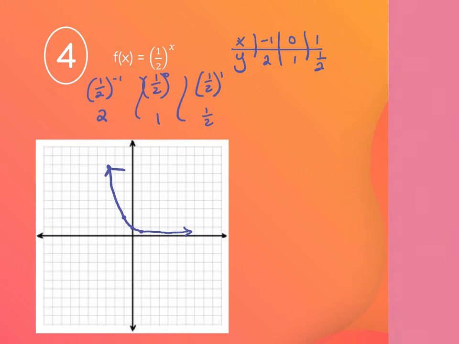Does that change my domain? Nope, still negative infinity, positive infinity. Does it change my range? Nope, still 0 to positive infinity. Does it change my y-intercept? Nope, still 0, 1. How about my horizontal asymptote? No, still y equals 0. So the only thing it changes is that instead of increasing, now it's decreasing. So by it going from a whole number to a fraction, it just shifts the increasing, decreasing behavior.